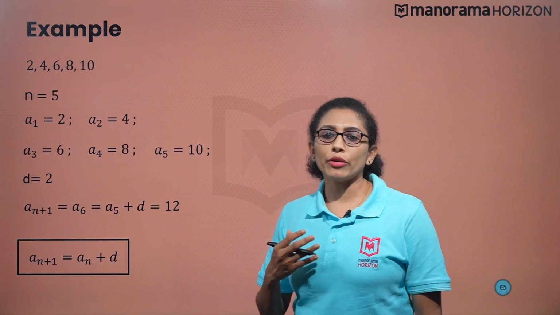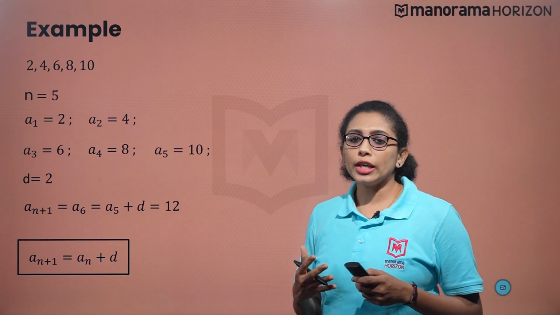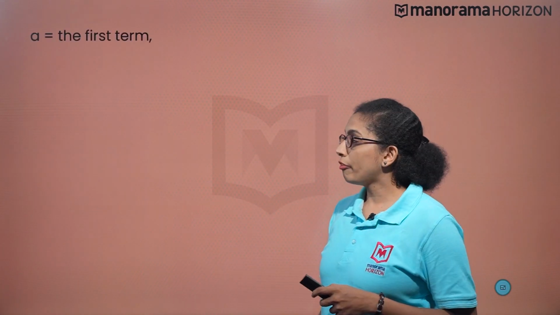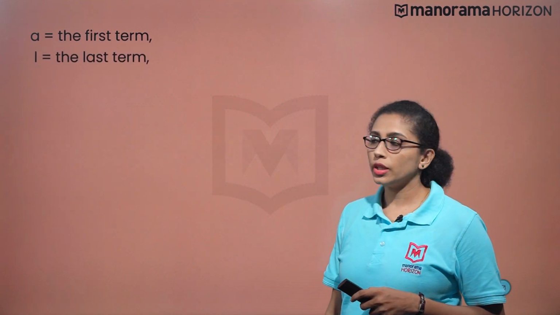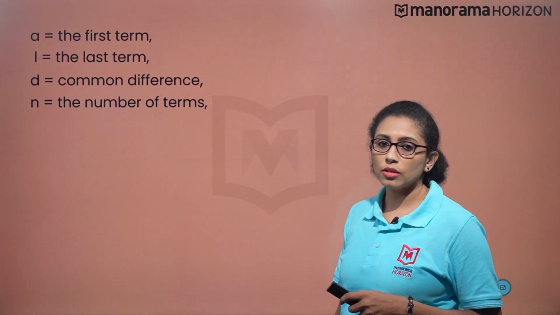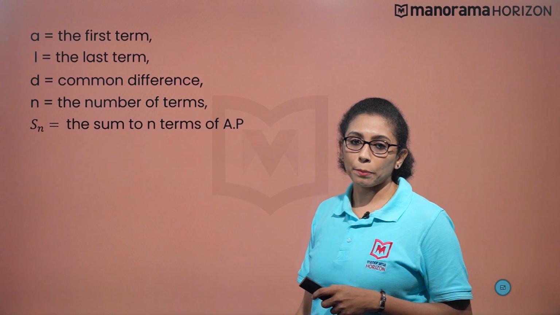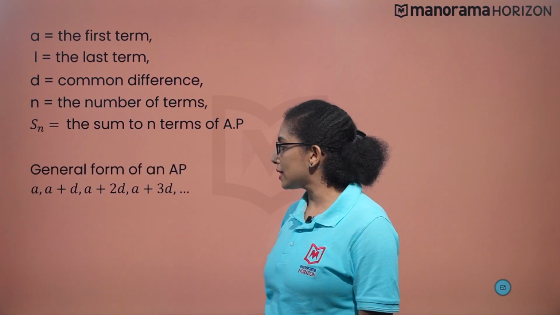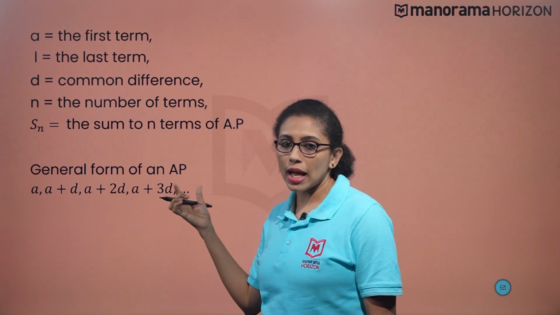Now, let's quickly recall the concepts that we have already studied. Here we shall use the following notations for the arithmetic progression, where a is the first term, l is the last term, d is the common difference, n is the number of terms, Sn refers to the sum to n terms of an AP. Then the general form of an AP is represented as a, a plus d, a plus 2d, a plus 3d, and so on.